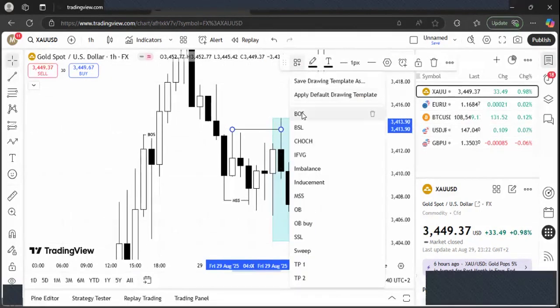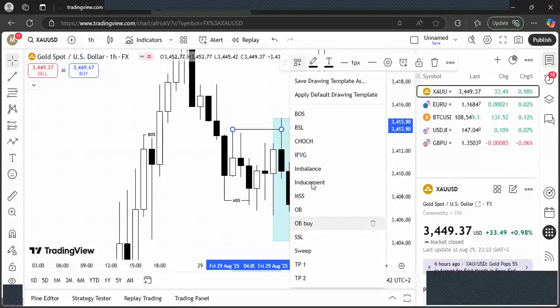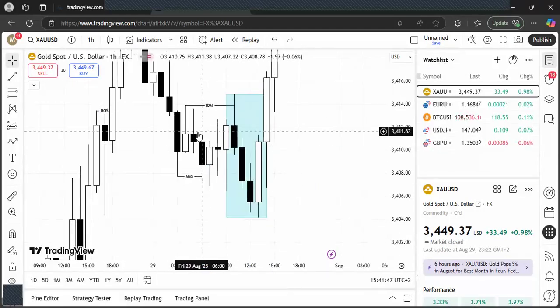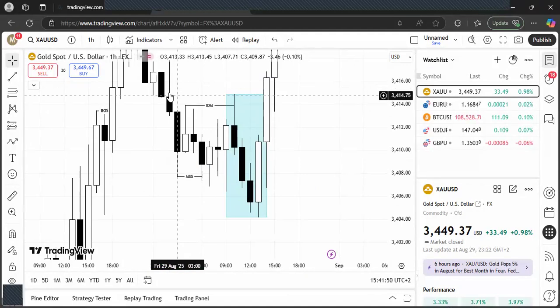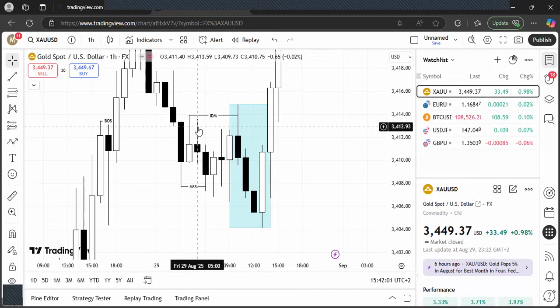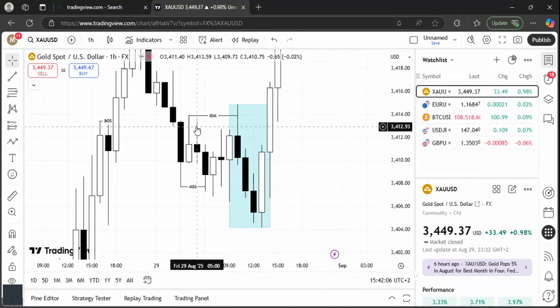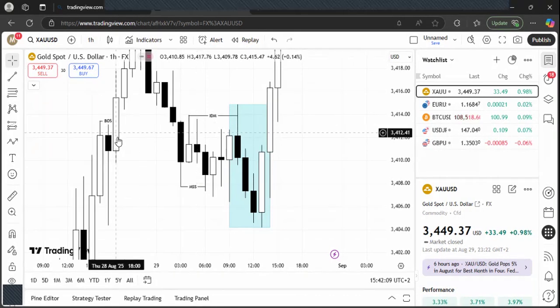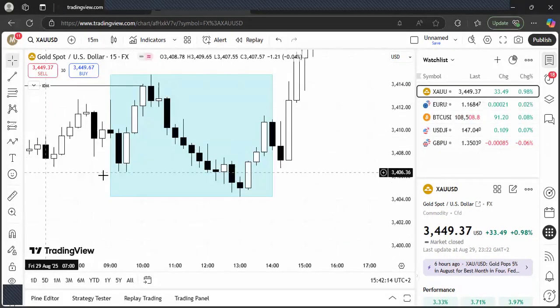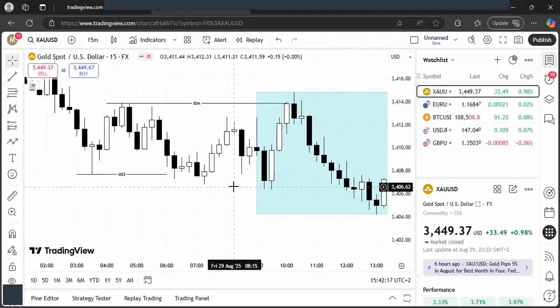And then we had something of this sort. And as I said, it means that this is an inducement, in other words, meaning that there is another block near here somewhere. So in terms of time frame alignment, we have to align time frames in pairs. For example, 4 hour with 1 hour. And then since we're analyzing on the 1 hour, we have to align it with the 15-minute time frame. So let's go to our 15-minute time frame.